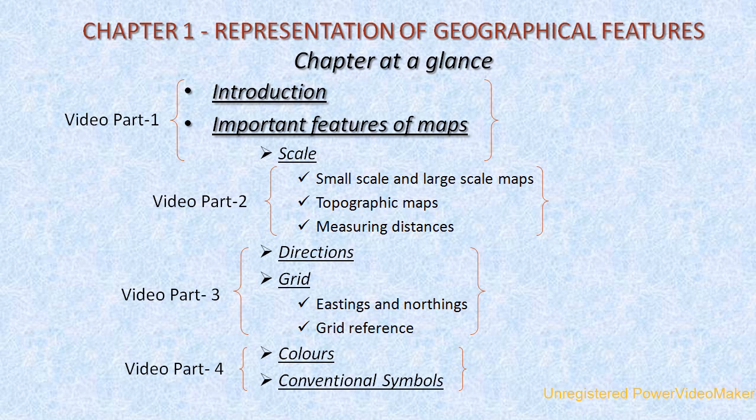As we all know, the first chapter of your textbook, representation of the geographical features, is divided into 4 parts. The first 2 parts we discussed with the help of 2 videos that we already uploaded. And in this third video, we are going to include part 3 and part 4 altogether. The major topics you are going to cover in this video: direction, grid, eastings and northings, grid reference, colors, conventional symbols. Also, we combined some points to remember and exercises. So keep watching.